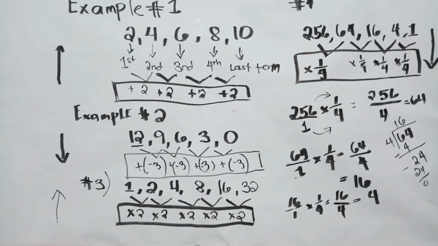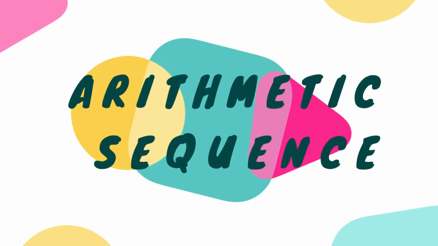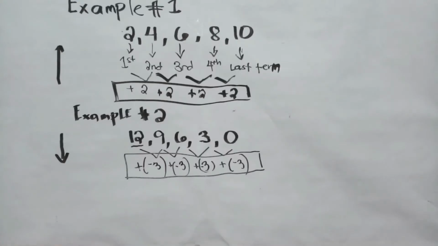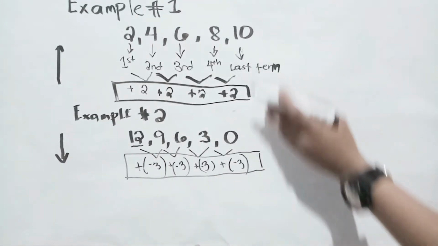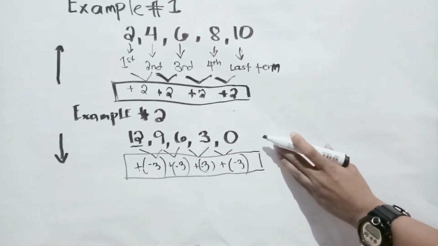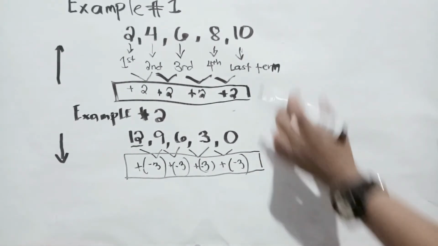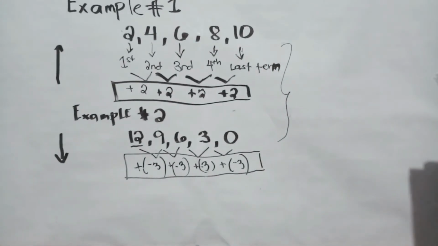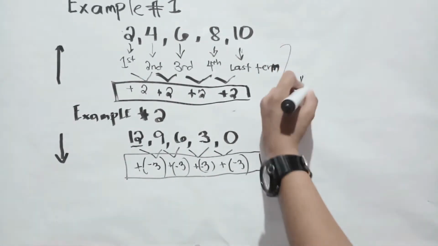Now, let's proceed to arithmetic sequence. It is very important for you to understand the concept of sequence so that it will be easy to understand the arithmetic sequence. Let's take a look at example number 1 and number 2 that I gave to you a while ago. The first two examples are actually examples of arithmetic sequence.